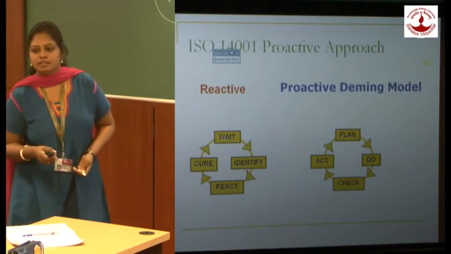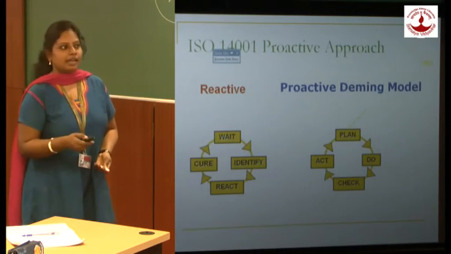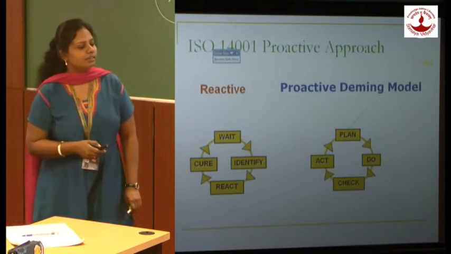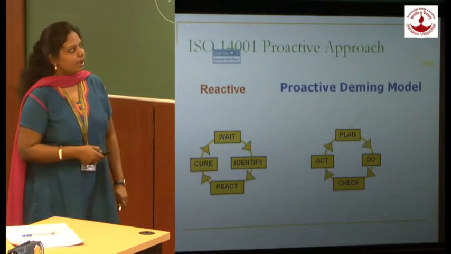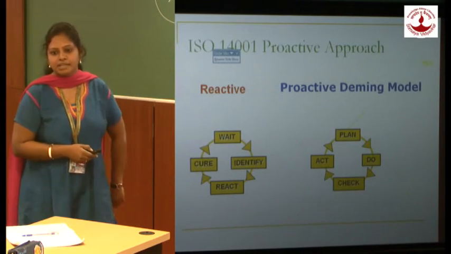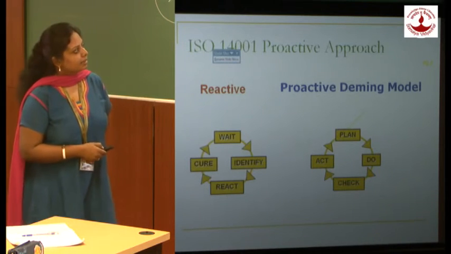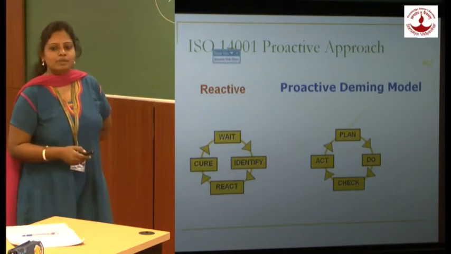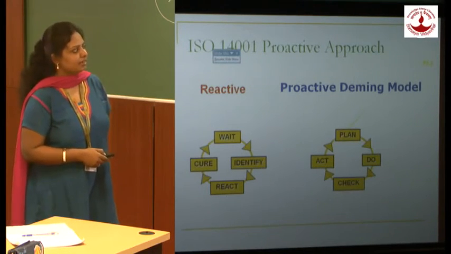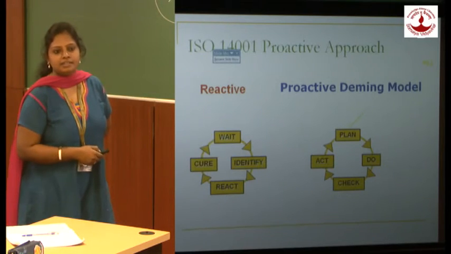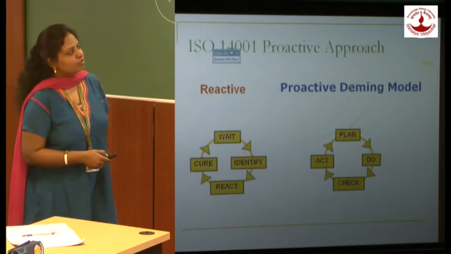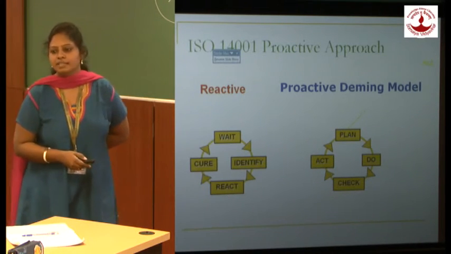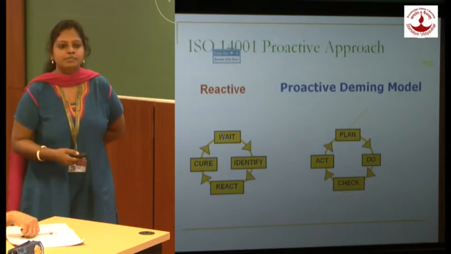Now, how is the approach of ISO 14001? This model was given by the very famous statistician Deming, the proactive model. Here we have a reactive model, which says wait, identify and react, if you have to do something for the environment. And this is a proactive model where we say plan, do, check, act. This is called the PDCA cycle.